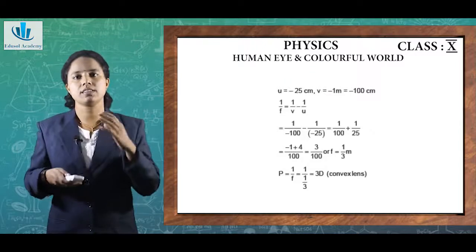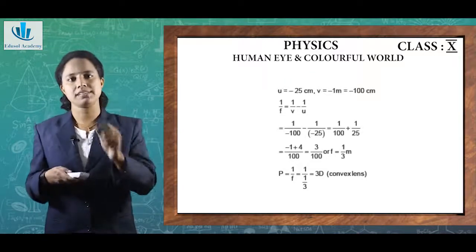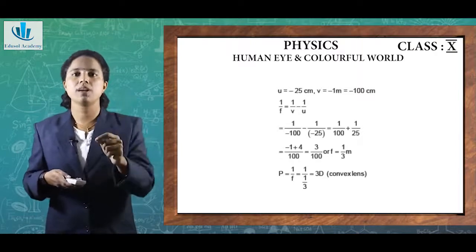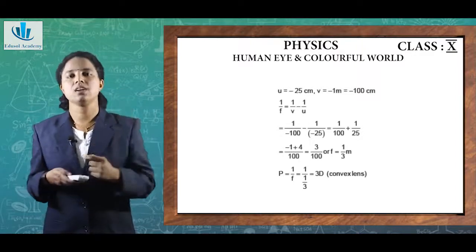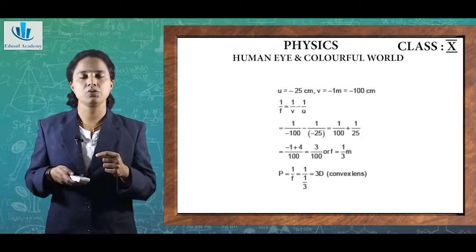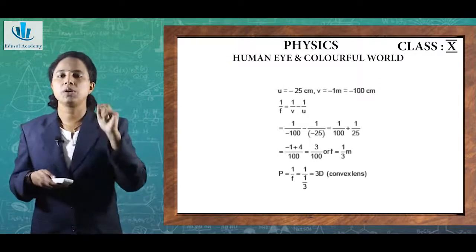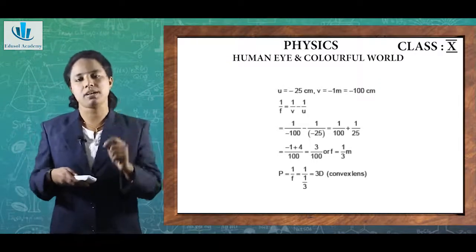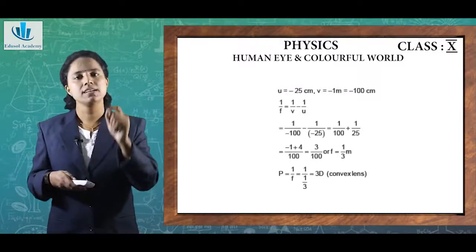what is the power of lens required to correct the defect? Assume that the near point of the normal eye is 25 centimeter. So, from the given quantities, you need to find the power of the lens. So, what are the given quantities in case of the question that we need to understand? From the question you can understand that u equals minus 25 centimeter. That is, the object distance is given as minus 25 centimeter.